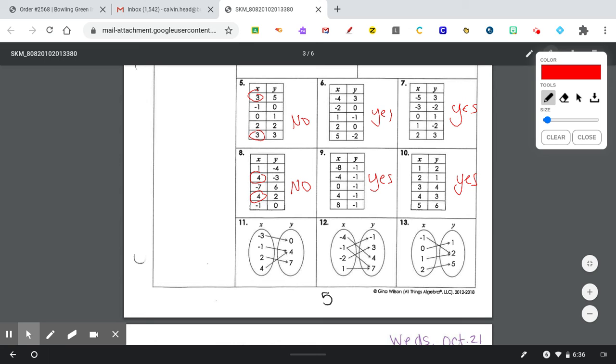Now look at these. Notice how these only go, they're single lines there. So this is a yes because none of those repeated. But look here on number 12. Notice how I have 2 lines coming from -1. That means it's repeating. So it's a no. And then 13, these are single lines. So it's a yes.